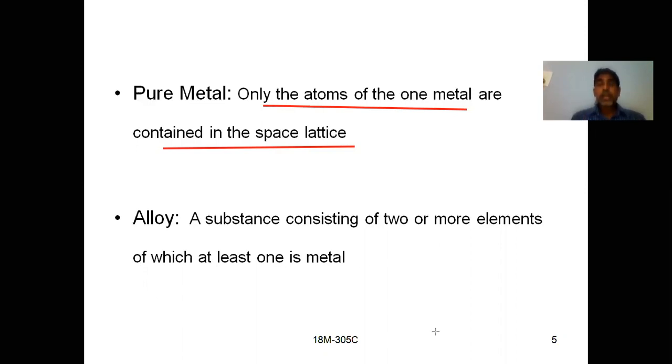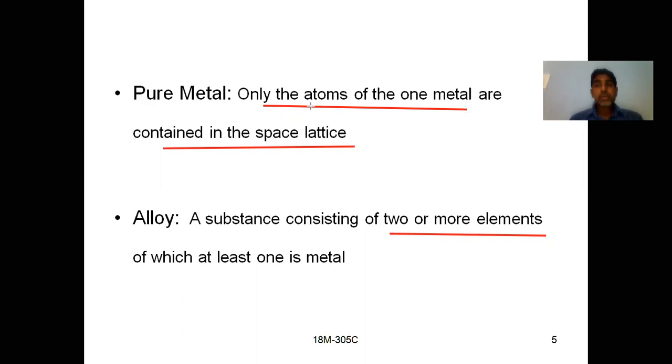So what are you going to understand here? Here you have two or more elements, but among those two or more elements, one element should be a metal. Then only can we say it is an alloy.